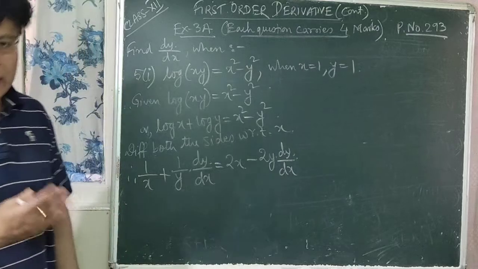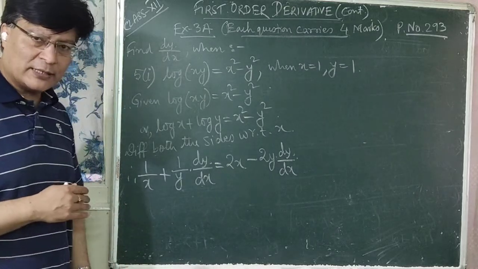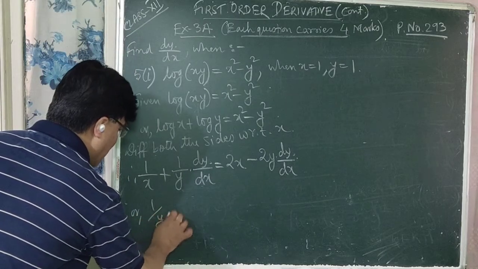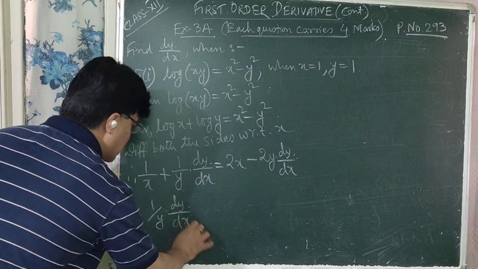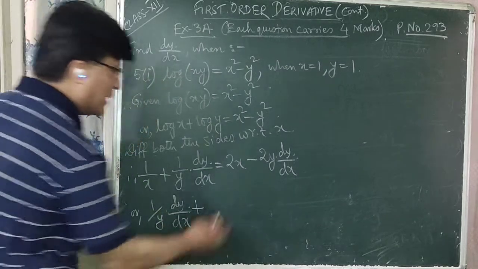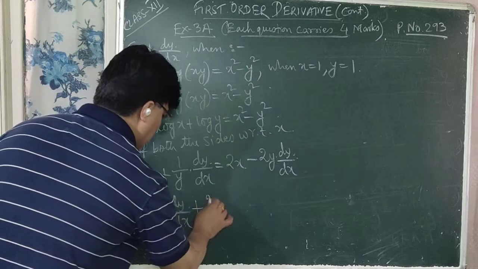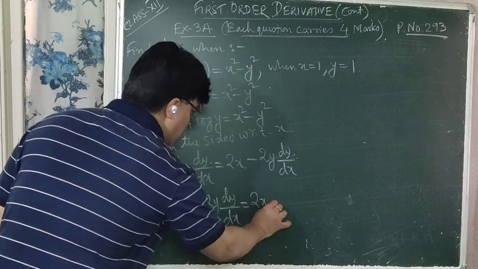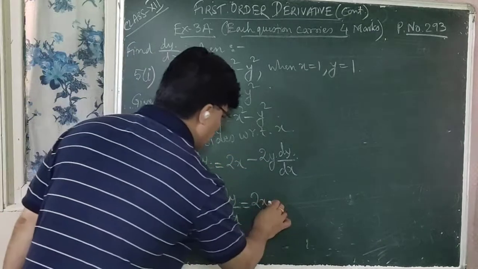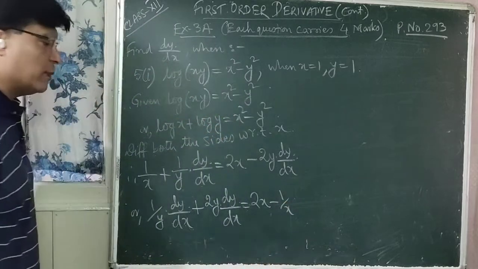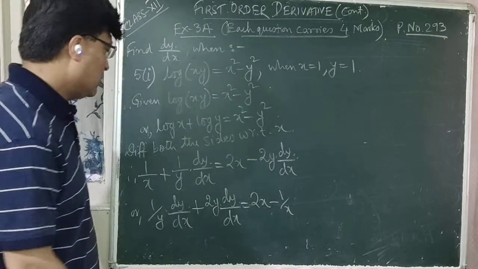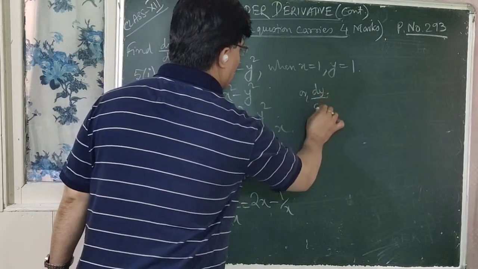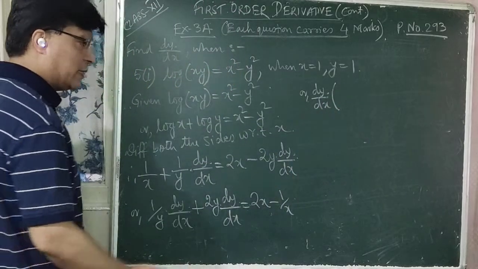Is that clear now? So now let us find out the value for dy by dx. That means you have to keep the term containing dy by dx on the left hand side and all other terms on the right hand side. So 1 upon y into dy by dx plus, so minus becomes plus on the left hand side, 2y dy by dx is equal to 2x. Now 1 upon x is taken to the right hand side, it becomes minus 1 upon x. Okay. So what is common on the left hand side? You can take dy by dx common on the left hand side.